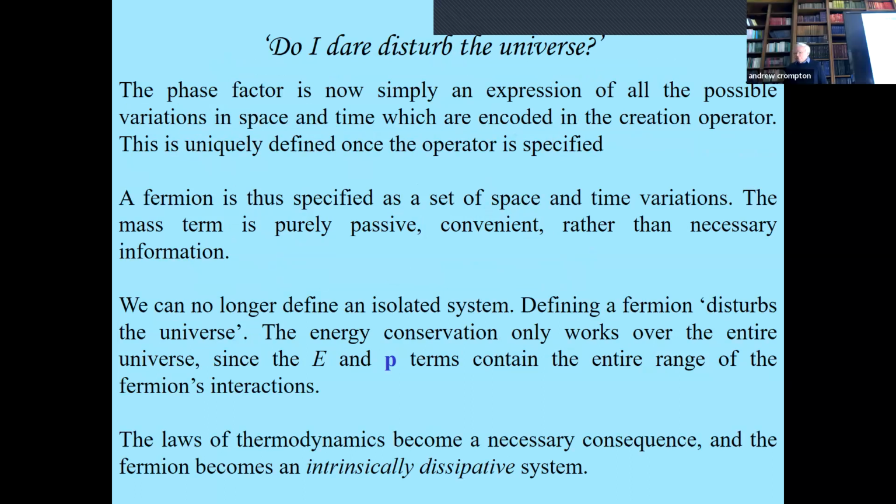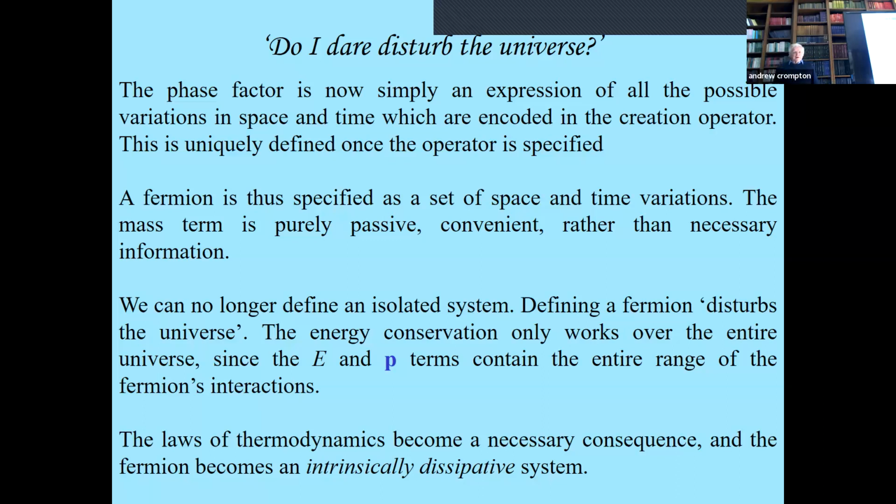So the phase factor is now simply an expression of all the possible variations in space and time which are encoded in the creation operator. That's what it means. It's uniquely defined once the operator is specified. And so a fermion is just a set of space and time variations. The mass term is purely passive. It's convenient, but it's not necessary, and we can actually show we don't actually need it.